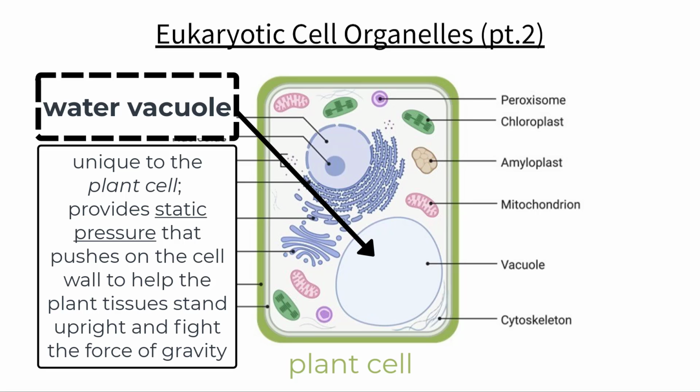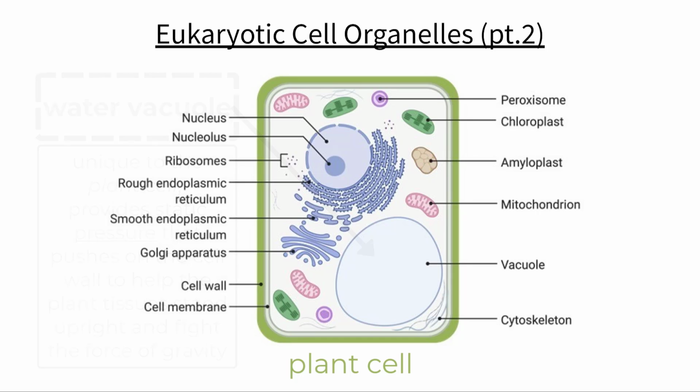If plants do not receive enough water to fill this vacuole and provide this needed pressure, you will see the plant start to wilt or bend over to one side, a sign that you need to start watering those indoor plants. Our last two structures you can find in both plant and animal cells, which are centrioles and peroxisomes.